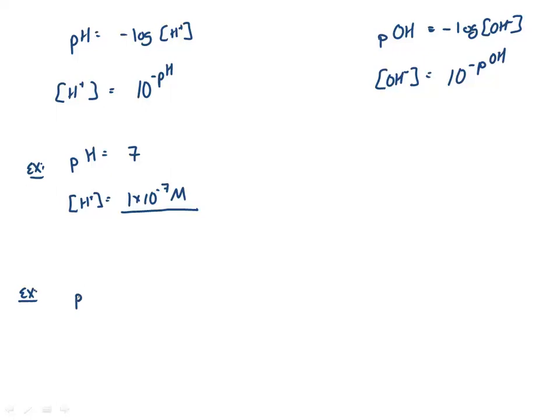So if I have a pH equal to 5.25, then I should have an H plus concentration equal to, let's see, 5.25. Oops, I have to remember to type in the negative. Oh, wait, just one. 5.62 times 10 to the minus 6 molar.